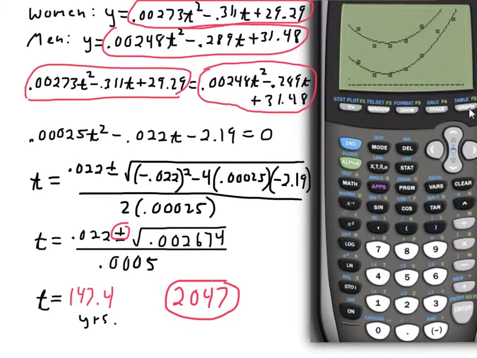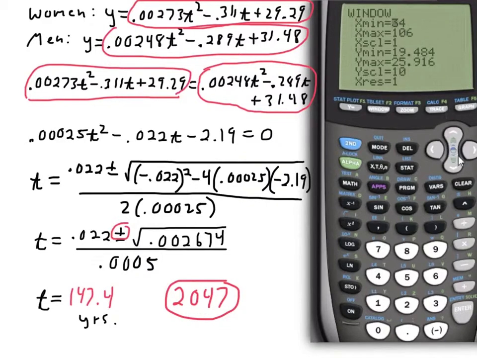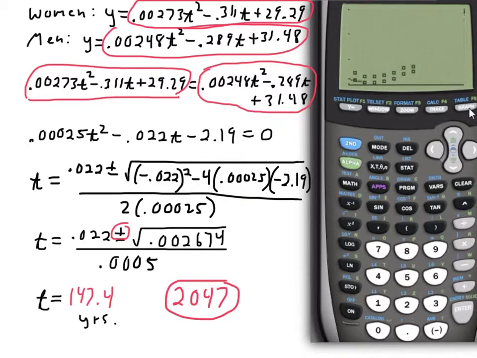So first I'll just change my window so that I can actually see these graphs intersect. If I go to the window key, we need to see further to the right and further up. So I'll change my X max to a bigger number. I'll try 150. And I'll change the Y max to a bigger number. I'll try 50. And then I'll regraph it. And hopefully I can see these two models cross somewhere in the future.